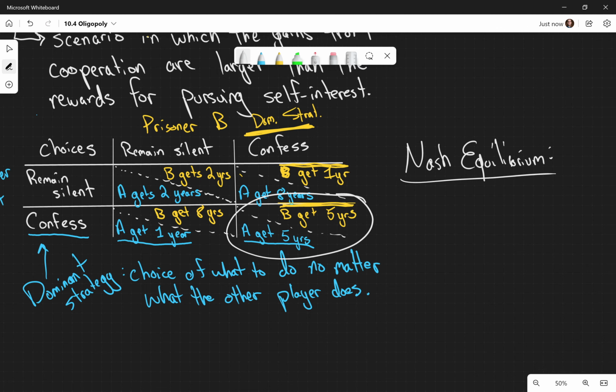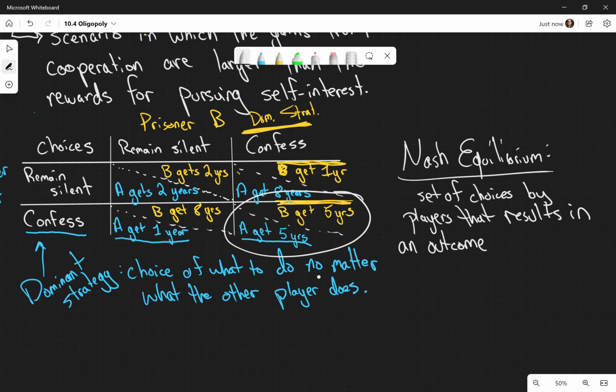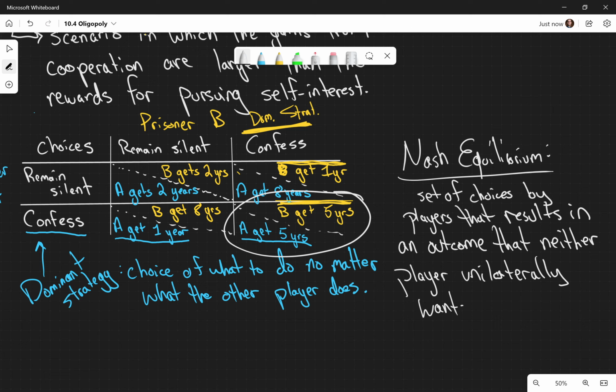And a Nash equilibrium is a set of choices by players that results in an outcome that neither player unilaterally, by themselves, wants to change.